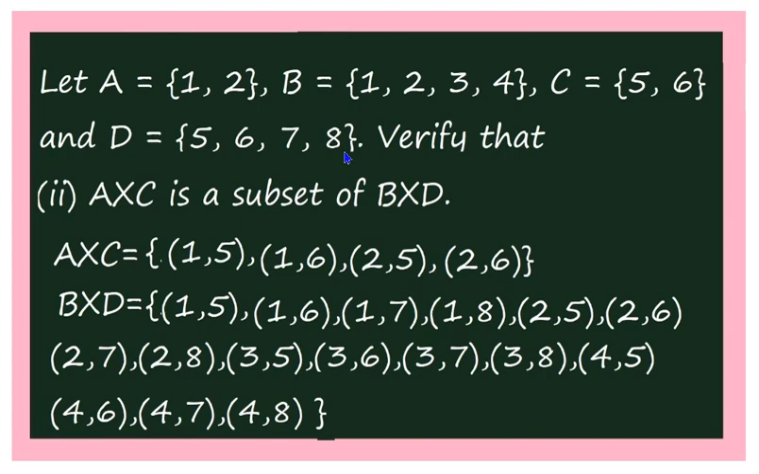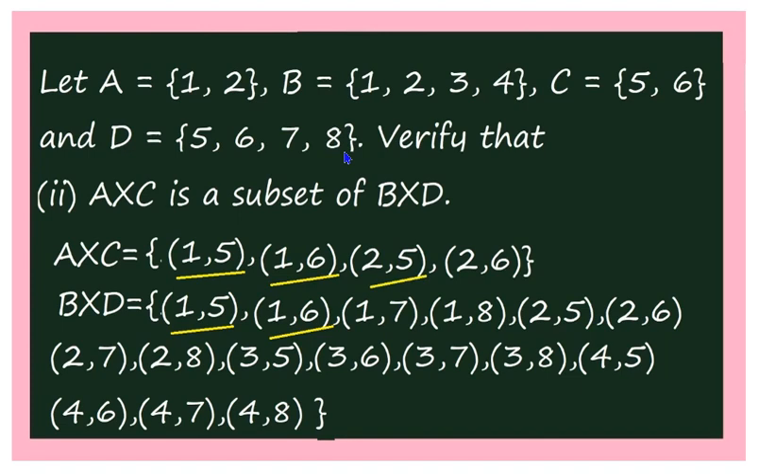Now you have to show that A cross C is a subset of B cross D. That means all the elements in A cross C are also in B cross D. See here, what is the first element in A cross C? 1 comma 5. Is it there in B cross D? Yes, it is here. And the next element is 1 comma 6. It is also here, 1 comma 6.